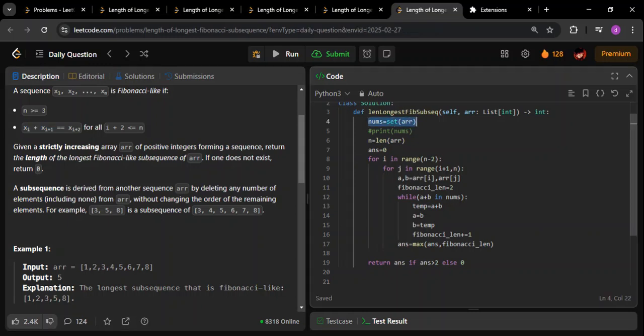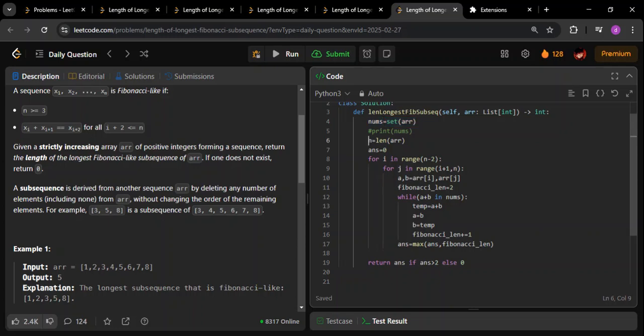First of all, I'm capturing the elements in a set. Why am I using a set? If I have taken a pair and I add them, a number will come, and I have to see whether this number is already part of my given input or not. For checking that, it will be very easy if I have this in a set. So I'm capturing all the elements in a set, and I'm calling it nums.